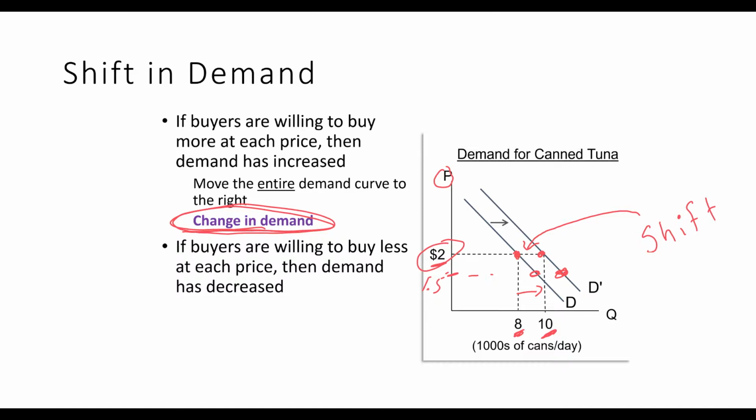So get used to calling it that. Don't call the movement along the curve a shift. So a movement from here to here, that's a movement along. Don't call that a shift, please, because people will get confused. A movement along is a change in the quantity demanded. A change in demand is a shift of the entire curve.